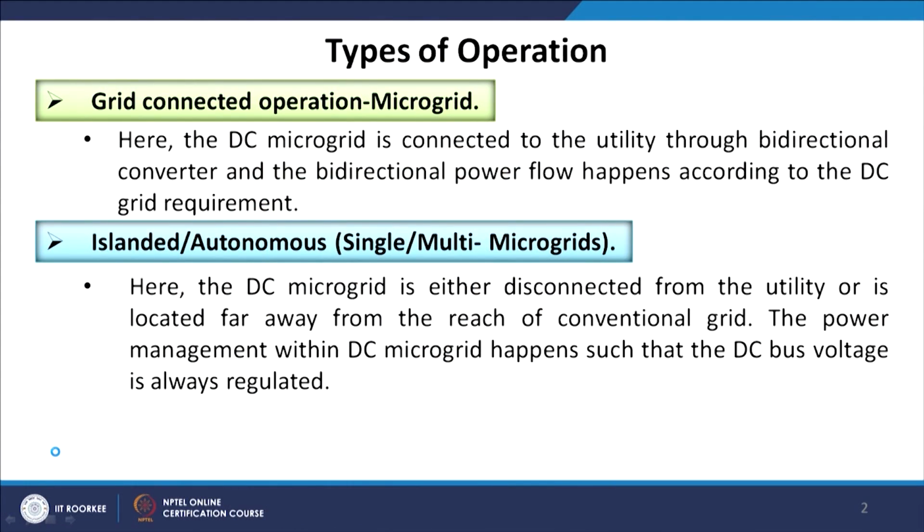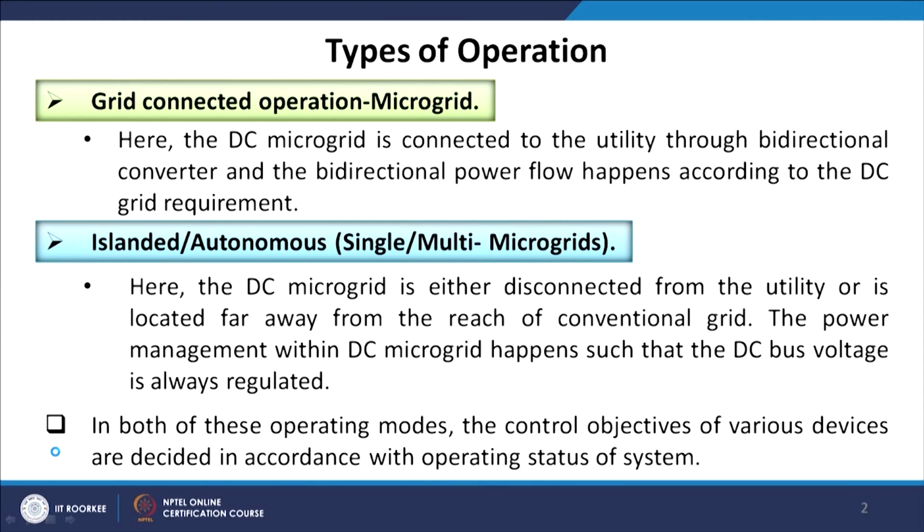Now, the power management within DC microgrid is such that the DC voltage is always regulated. If you say the DC voltage is VDC, maybe 48 or 96, we have to make sure that at each and every bus the voltage is maintained at the desired DC voltage VDC or 48 or 96. Now, in both these operating modes, that is in case of grid connected as well as in islanded mode of operation, the control objective of various devices are decided in accordance with operating status of the system.